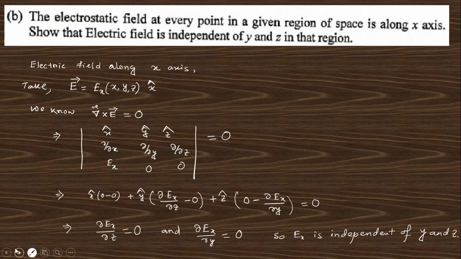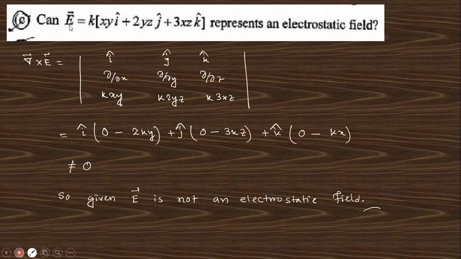Clear? Next question. If there is any doubt, you must comment in the comment box. Next question: can this electric field represent an electrostatic field? We know that the curl of an electrostatic field will be 0, so we need to find the curl of E.